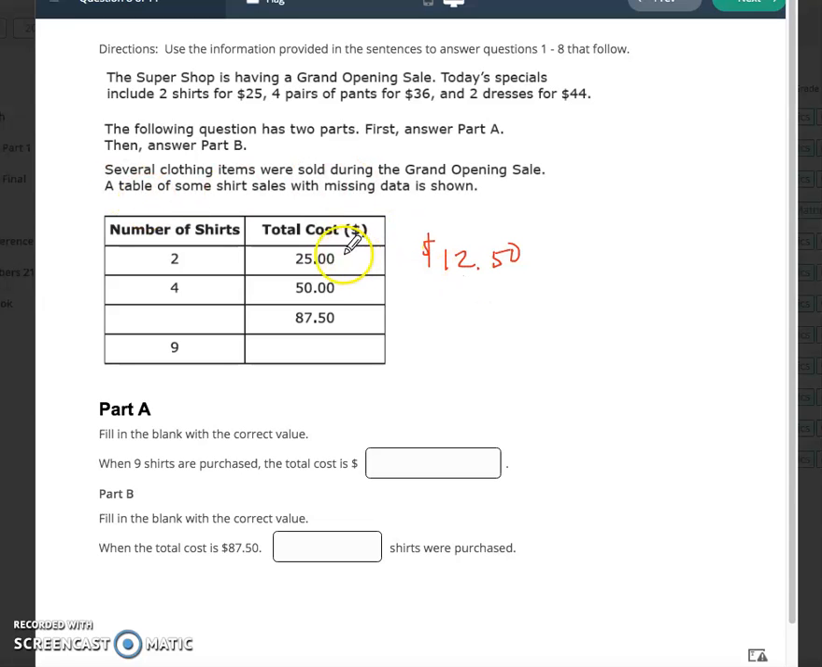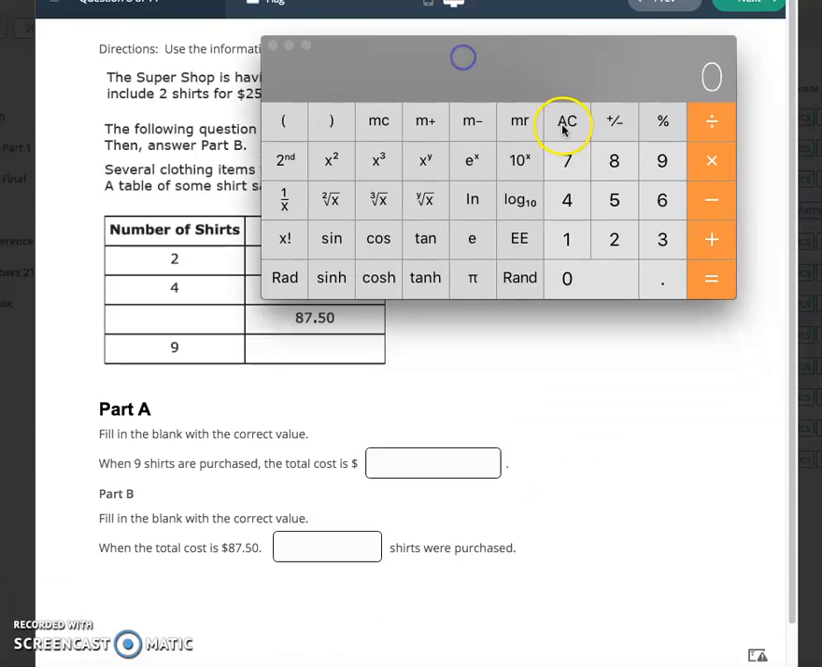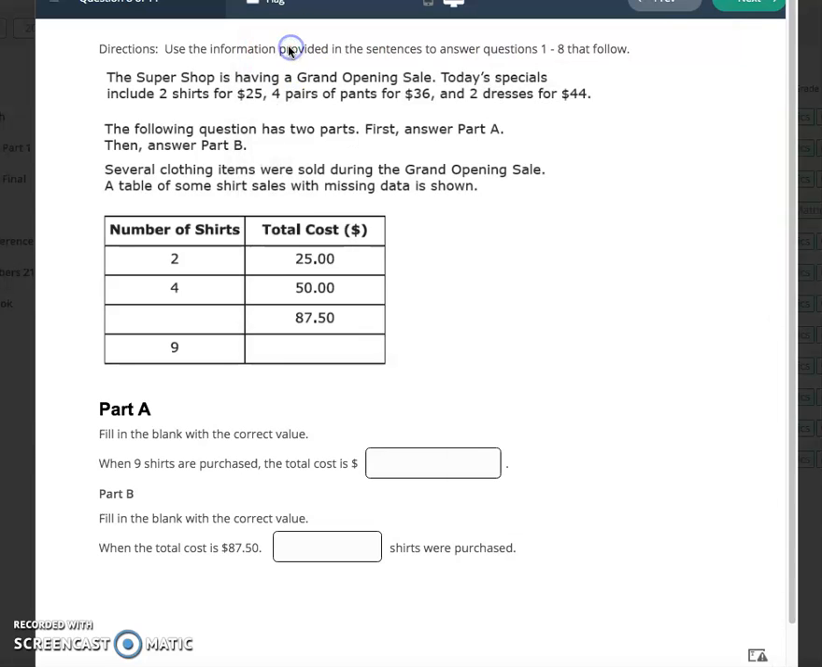All right, so we figured out by doing 25 divided by 2 that it's 12.50. So again, 2 shirts is $25. If I take that cost, $25, divided by 2, I get 12.50. Now I want to know what 12 shirts cost. All I have to do is take this 12.50, that's the cost of one shirt, and multiply it by 9. And that's going to give me 112.50.